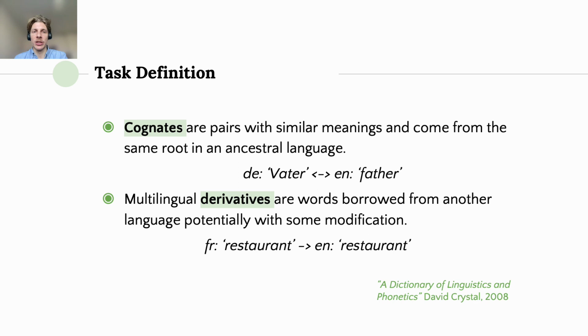Let's start with some definitions shown on this slide. Cognates are pairs of words in different languages which have similar meaning and come from the same root in some previous language, while derivatives are direct borrowings from one language to another.